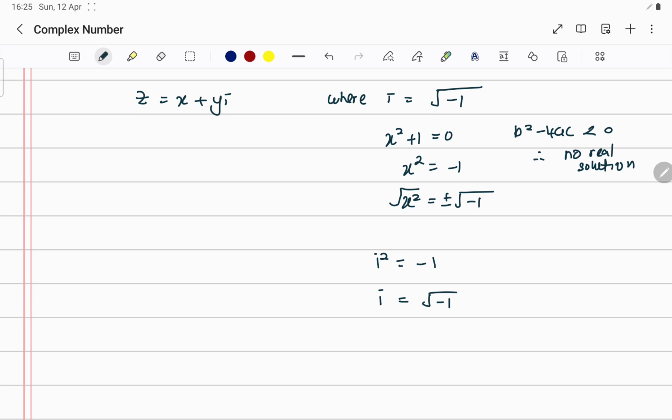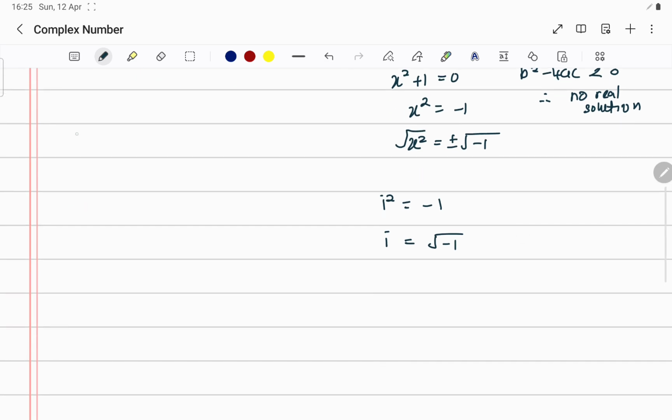Let's say I have the square root of -2. We can separate it into 2 multiplied by -1, and then use the rule of index to separate them: the square root of 2 multiplied by the square root of -1. The square root of 2 we maintain, multiplied by i, so it becomes square root 2 i. That is how we use complex numbers.